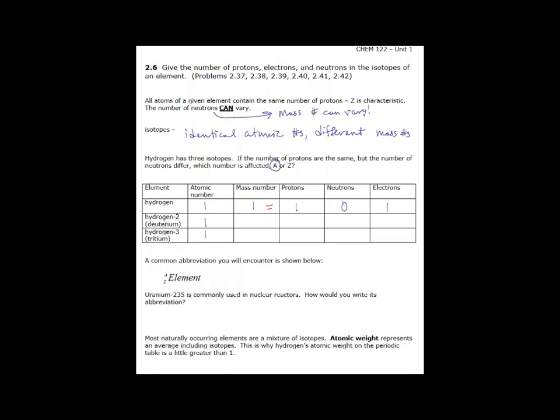Now hydrogen 2, this is an isotope of hydrogen, meaning it has a different number of neutrons and also a different mass number. So when you see element names written like this, where it's the name of the element followed by a number, this number is the mass number. So that, like I said, that number never, ever comes from the periodic table.